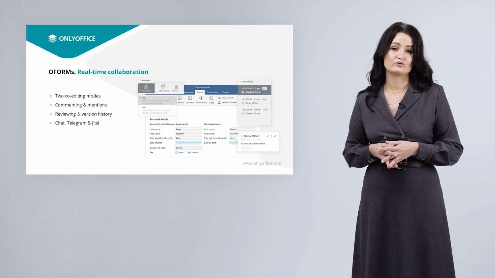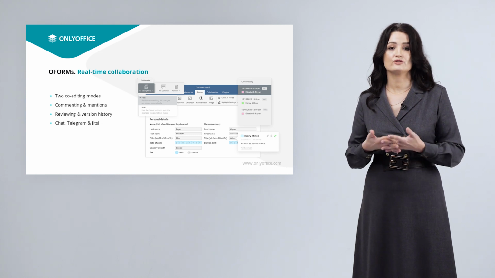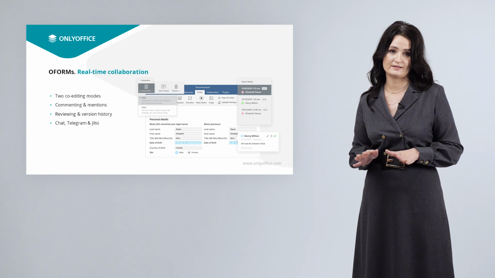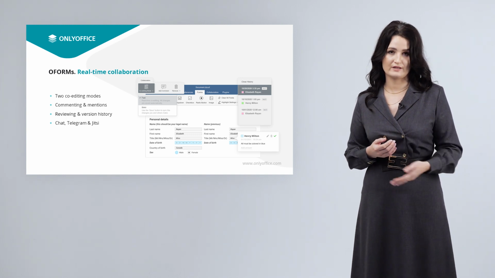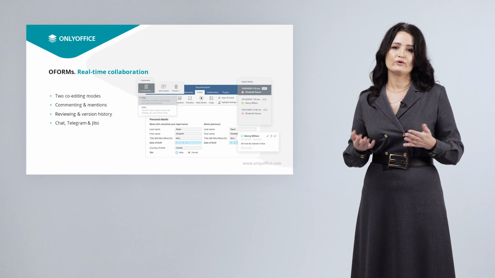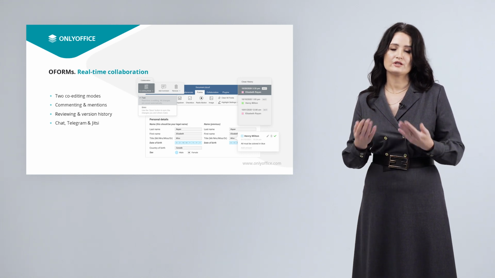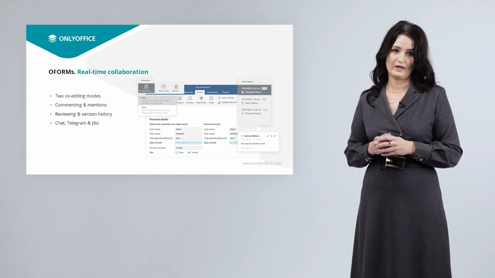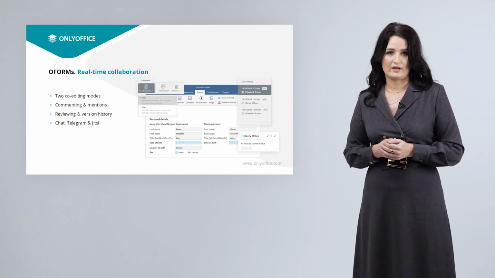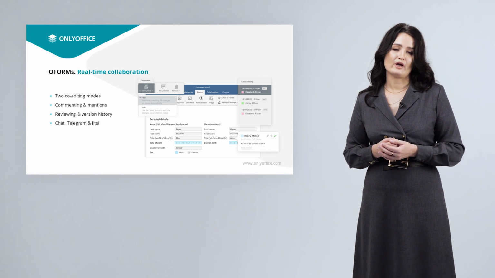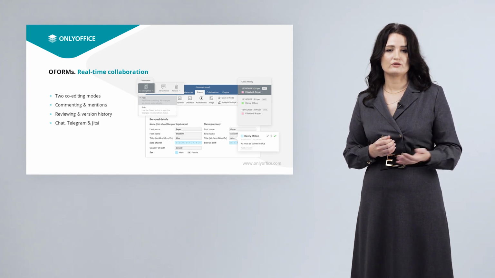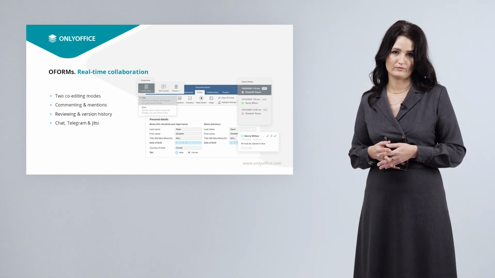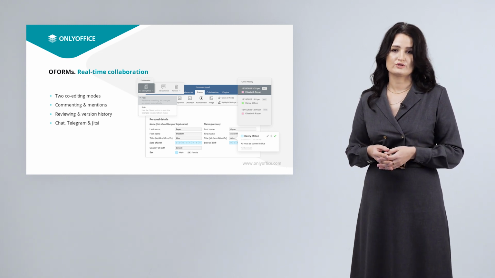For example, you have to deal with a sales contract and you need help from colleagues from other departments. That's exactly the case. You can create this form together in real time, or you can switch to the strict mode and show all the changes you made after saving the file only. You can also leave comments and mentions. You can use review and track the changes. You can browse version history, and also you can really communicate on the document to speed up the process.